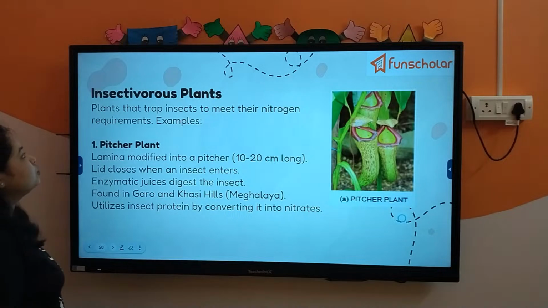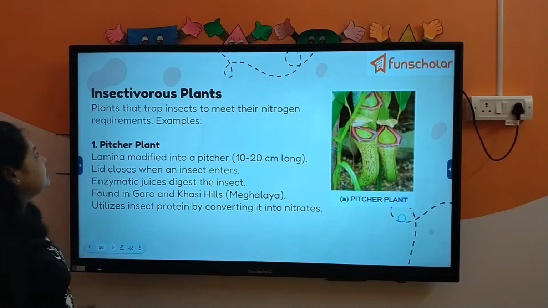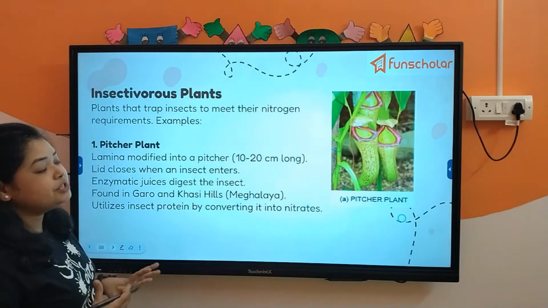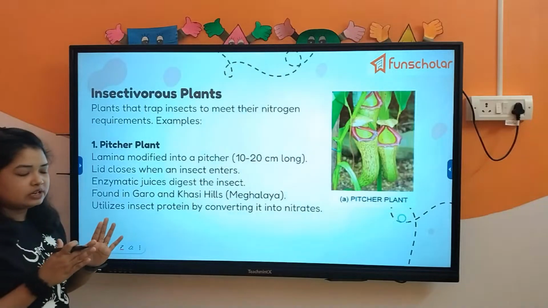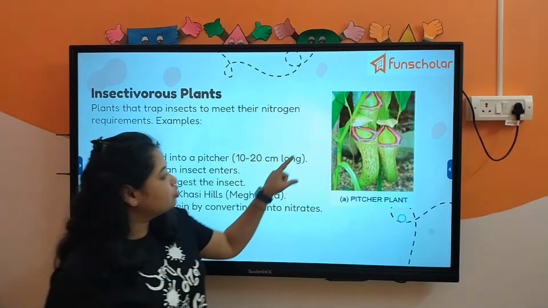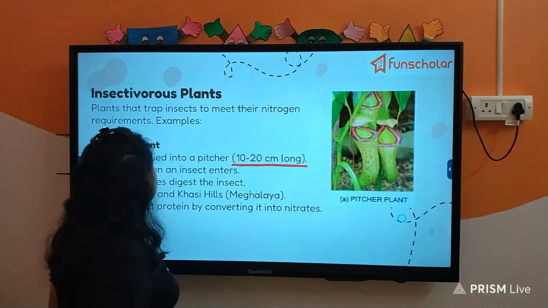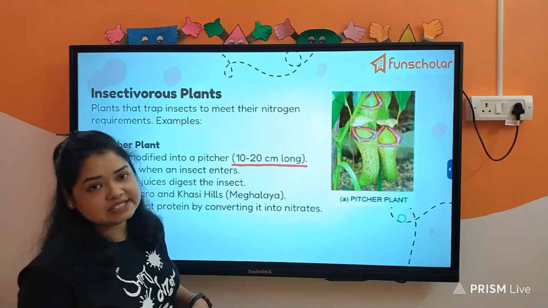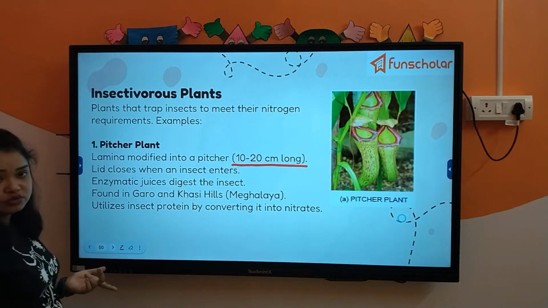Now, coming to the next modification of leaf as seen in insectivorous plants. The first modification is seen in the pitcher plant, where the leaves are modified into a pitcher which stores water. Just like the pitcher which stores water, the leaf blade actually looks like that only, an elongated structure with a length of 10 to 20 centimeters, and there is a lid also on the top which closes once the insect, which is its prey, gets inside, so that it cannot come out easily.